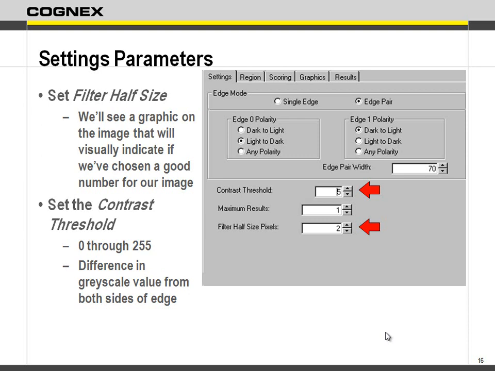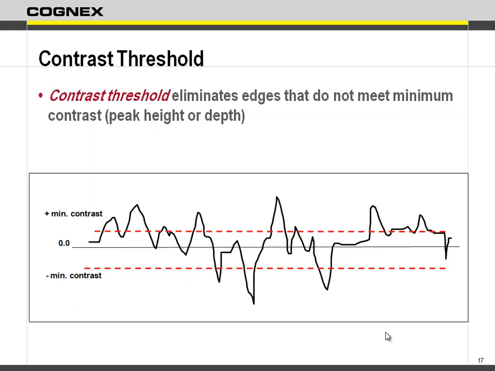How many are you looking for? And then you have your filter half size. That's that edge. Do I care about whether it's 2? Do I care about whether it's 4? You just need to know how many pixels it takes to get from dark to light or light to dark. So there's your contrast threshold.